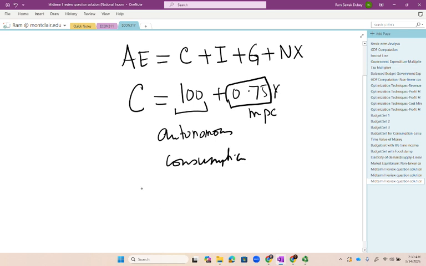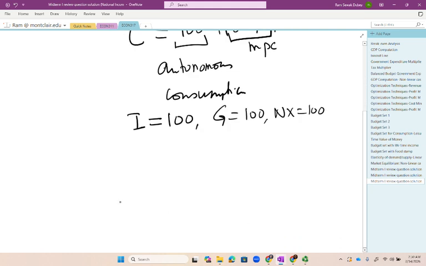In addition, we are also given that the private investment is $100, the government expenditure is $100, and the net export is also given as $100. These are all in dollar terms.